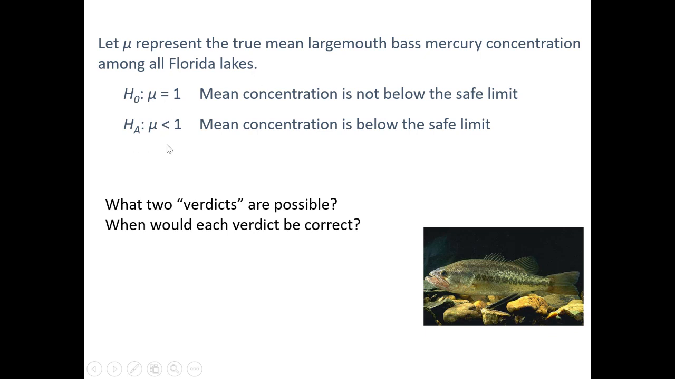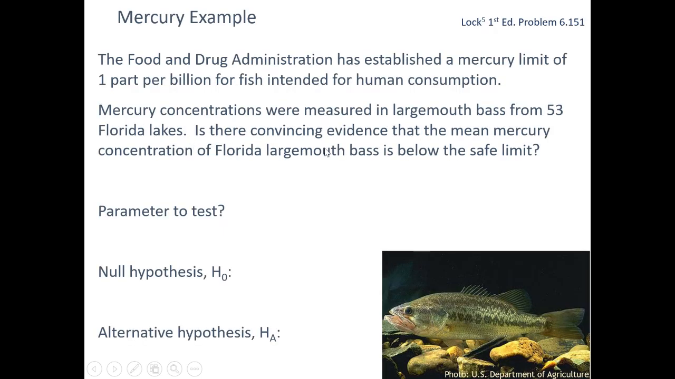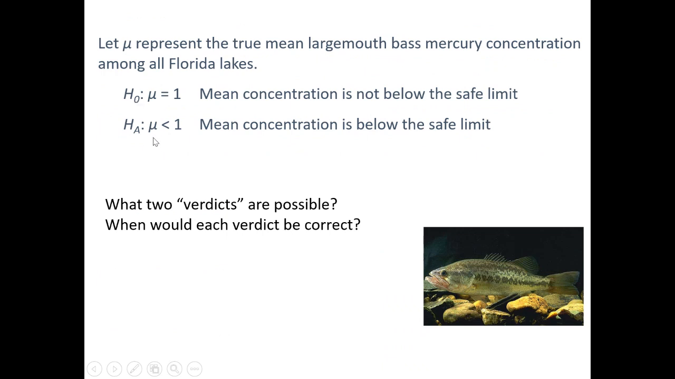In the alternative hypothesis, we've got to be careful about the wording here. The question said, is the concentration below the safe limit? So that's a less than type situation. So we're going to test the mean is less than 1. It's below the safe limit.